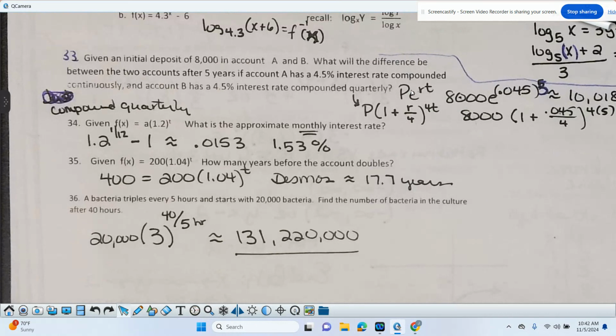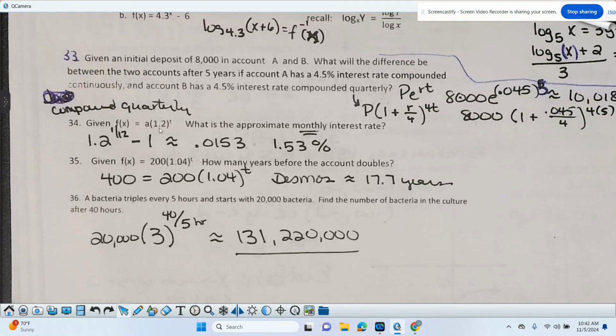So number 34, if you're given A times 1.2 to the T, what is the approximate monthly interest rate? So monthly, remember that means you have to raise this B right here to the 1/12th power, because you want 1 out of the total 12 months of a year.